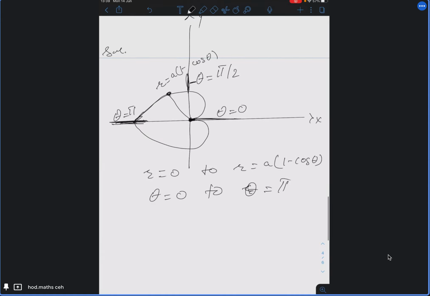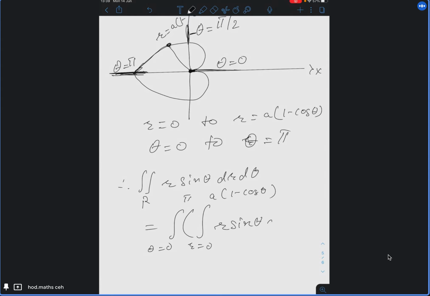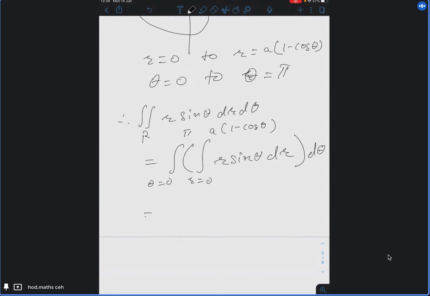Now therefore, this question, the integral of r sine theta dr d theta, can be written as theta from 0 to pi, r from 0 to a into 1 minus cos theta, and the function is r sine theta. So first you will integrate with respect to r and then with respect to theta. When you solve it, 0 to pi as it is, sine theta as it is, you will get r square by 2, limits 0 to a into 1 minus cos theta, d theta.